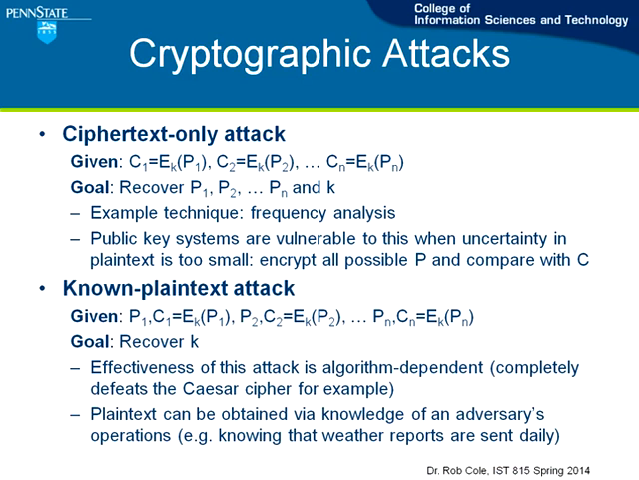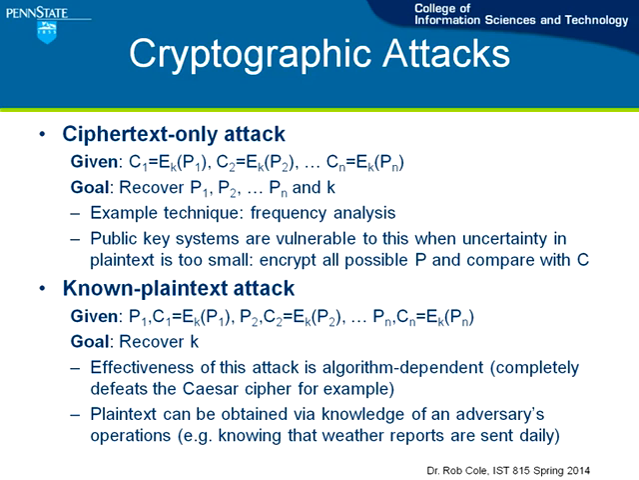In the known plaintext attack, the attacker not only has several examples of ciphertext, but also the corresponding plaintext. The goal here is to recover the key. Depending on the algorithm, this attack can be very effective. For example, the Caesar cipher key is trivial to recover under this attack. More sophisticated algorithms may have little susceptibility to this attack, however.